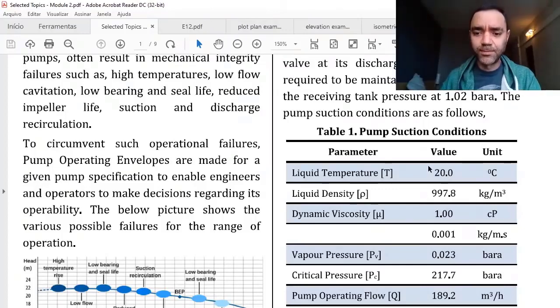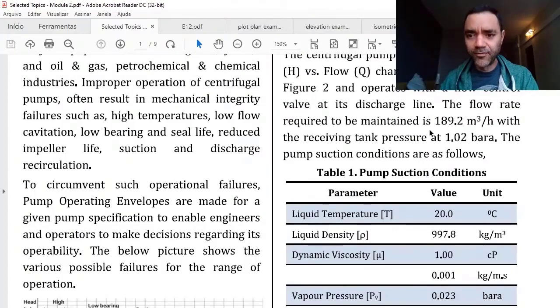From the process description, we have a flow rate required to be maintained of 189.2 cubic meters per hour. And here is another thing that you must be aware of when you are doing your process simulation.